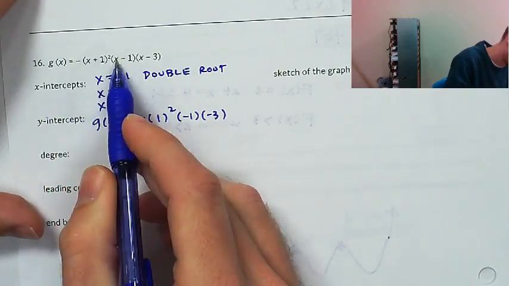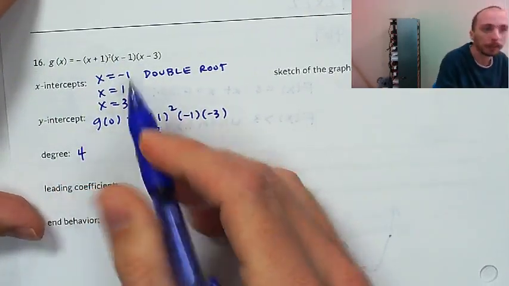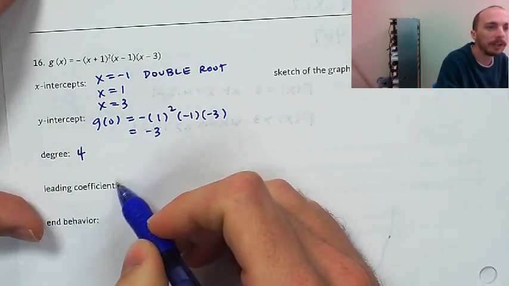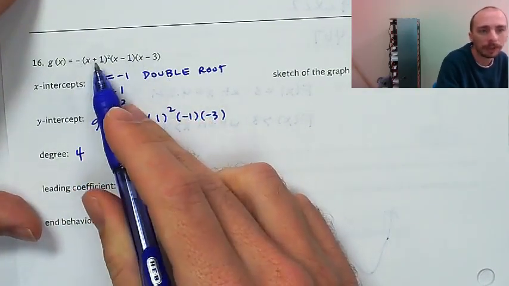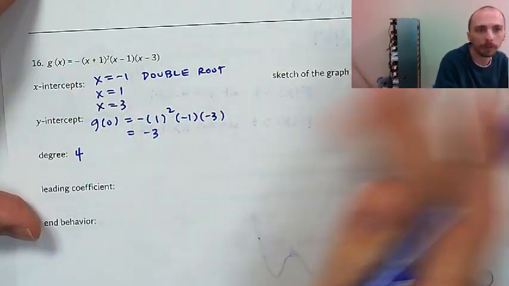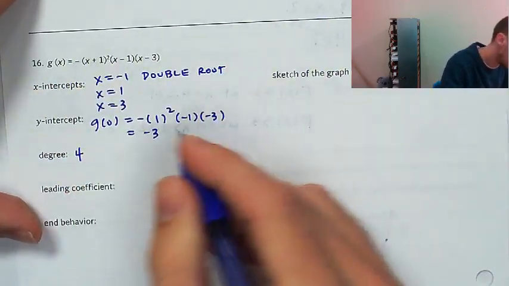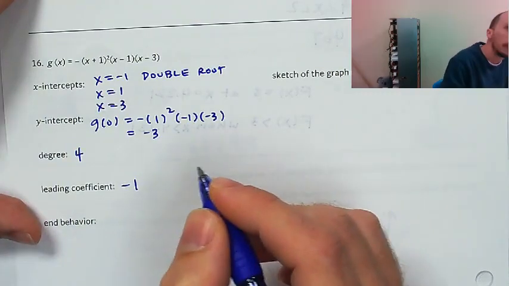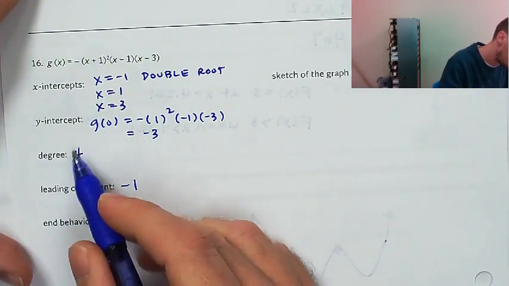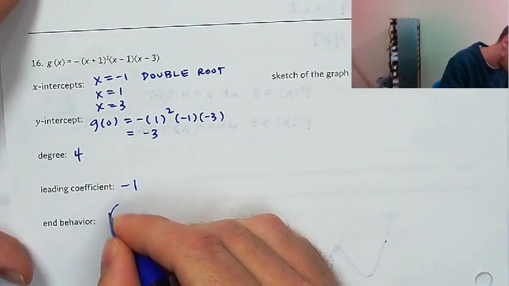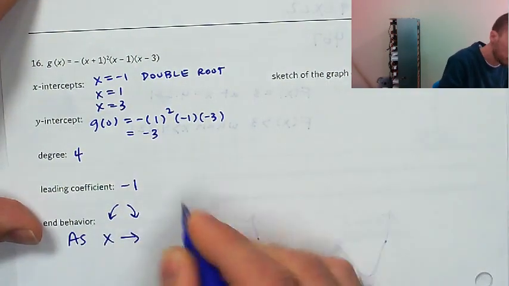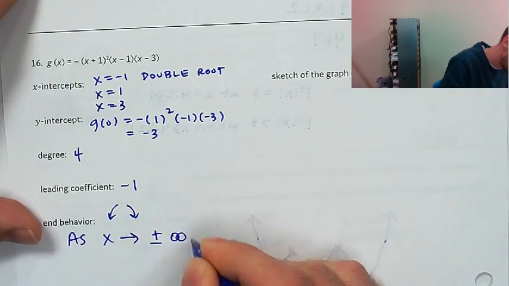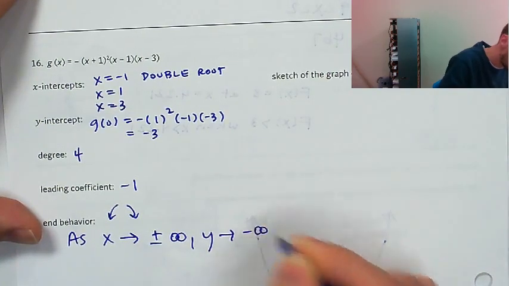This is a 4th degree polynomial using 4 total powers of x. The leading coefficient, I think, is again going to be negative 1, because if I expand that all out, I'd have x to the 4th plus some other stuff, and then I would distribute in the negative, and that would be negative 1. And then the end behavior, even degree negative leading coefficient, it's like negative x squared. As x approaches positive or negative infinity, y is going to approach negative infinity.